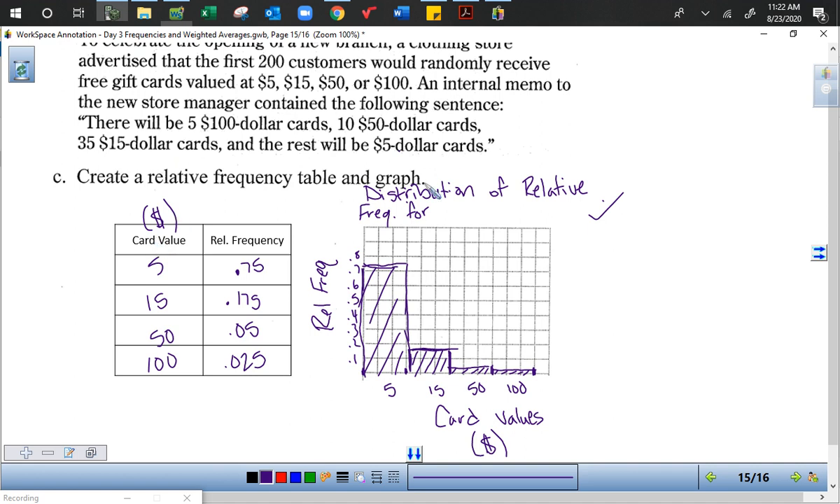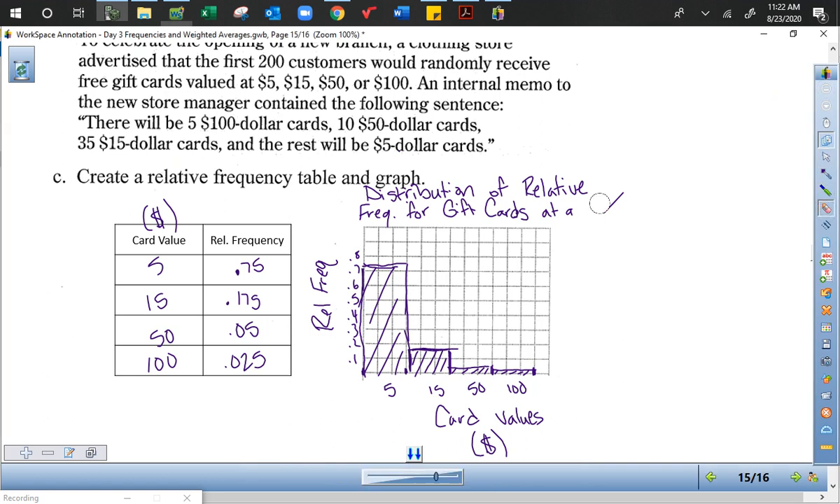So these are talking about our cards again. I'm going to call them gift cards. So relative frequency for gift card, and it's specifically at a clothing store. I think I gave you a little bit more room to be able to write this.